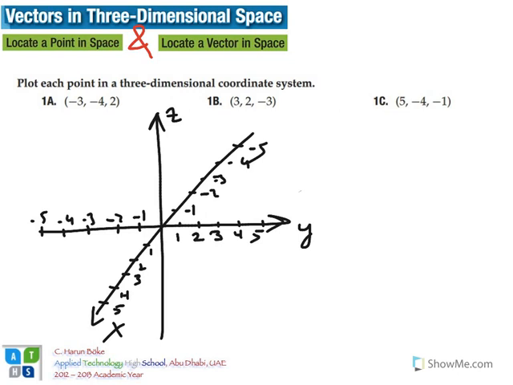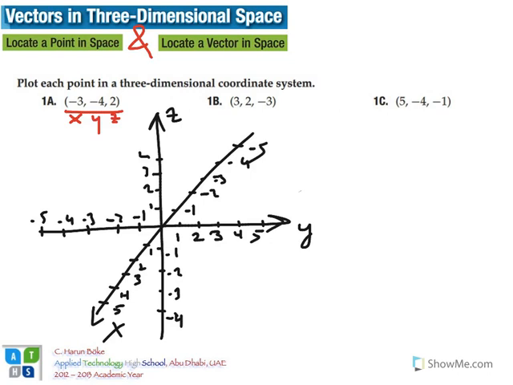So you can prepare your three-dimensional space like this. Now I don't mark the values on z, we are going to do it a different way. Or it doesn't matter, we can mark them 1, 2, 3, 4, minus 1, minus 2, minus 3, minus 4, and so on. Now, in the first question it says minus 3, minus 4, 2. Now we know that this is the x coordinate, this is the y coordinate, and this is z.